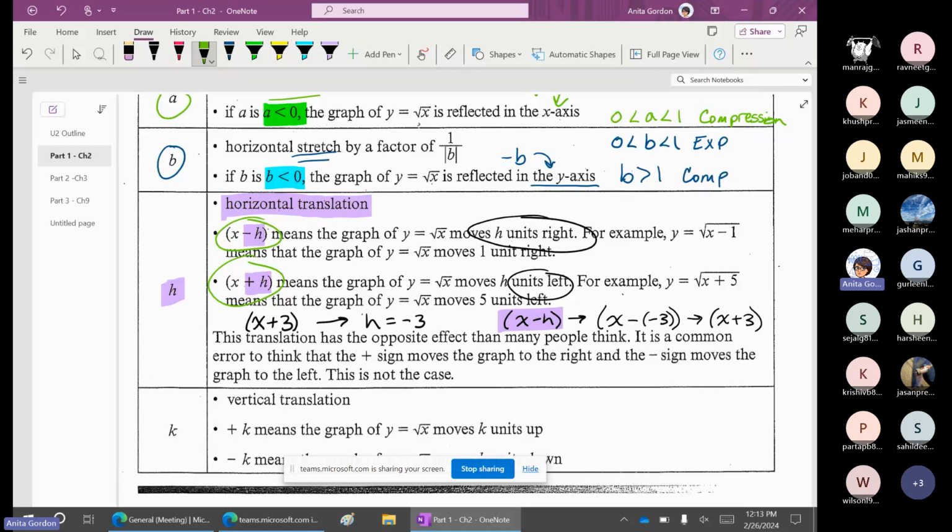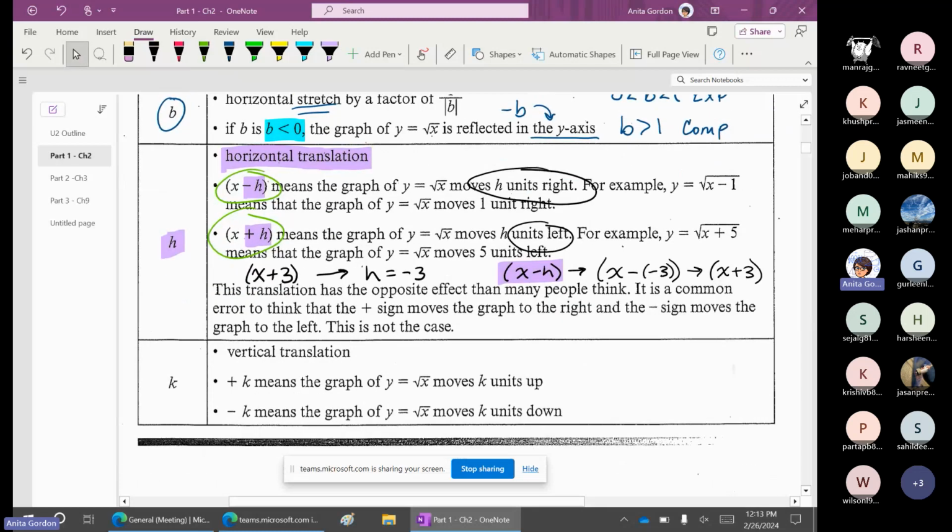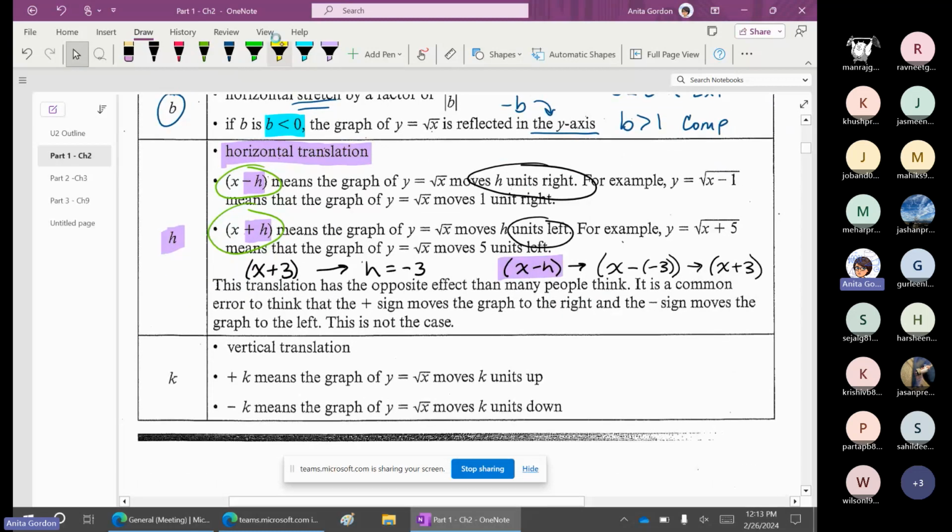It's going to be the opposite sign that you see, because we always start with a minus, and if it's a negative, then it's minus and minus, and that's what makes it positive. So just be careful of that notation there. And lastly, because we have 4 here, k represents a vertical translation, positive units up, negative units down. And again, this is just an overview of what we already did in Unit 1.